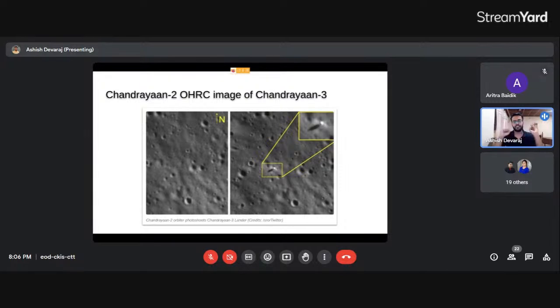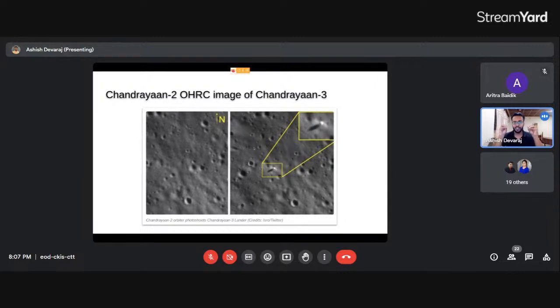Chandrayaan 2 was the predecessor of Chandrayaan 3, and Chandrayaan 2 is still active, and it is giving a lot of beautiful data which is coming to us. I'm particularly working on Chandrayaan 2 data, and this is one of the figures taken by the OHRC camera, the high resolution camera on board Chandrayaan 2. One pixel in this image is 30 centimeters by 30 centimeters.